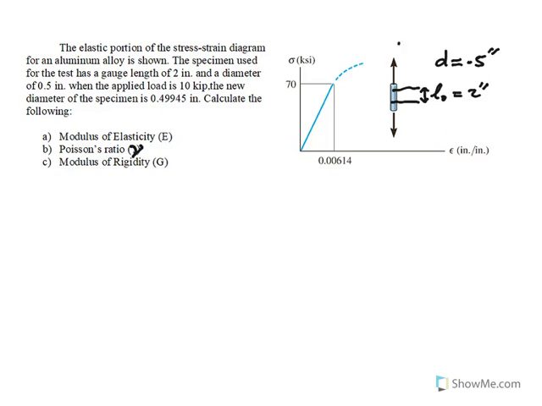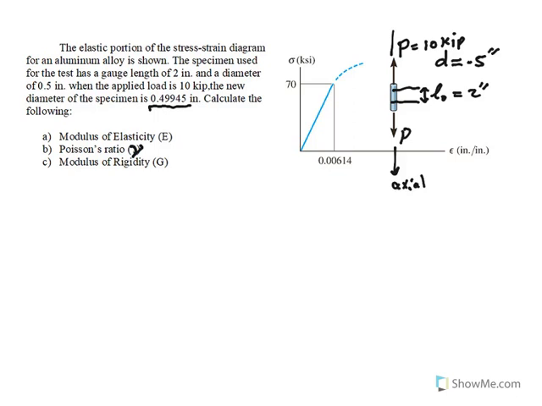So here, if you put this under the action of a load that is 10 kip, and 10 kip means 10,000 pounds, then as the specimen extends in the axial direction, which is this direction, it will actually shrink, or the diameter will get reduced to a new value of 0.49945. So the 0.5 decreases to that. And we want to calculate the following properties: modulus of elasticity, Poisson's ratio, and modulus of rigidity.